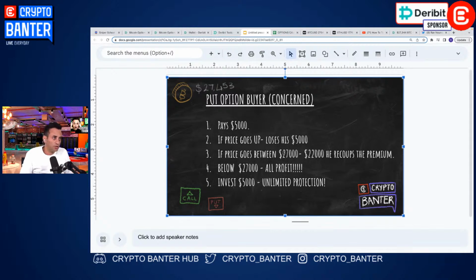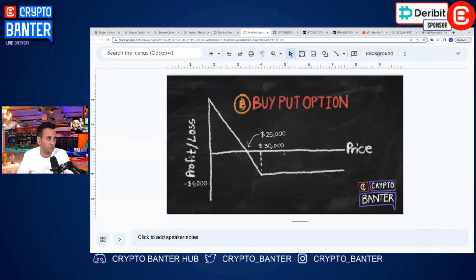So I'll show you an example of how this looks on a chart. So remember, you pay $5,000 for the option. So as long as the price is high, you don't want to exercise your option to sell your Bitcoin at a certain price at a certain point in time. You don't want to do that. But if the price starts to drop, say, but here I said 30,000, but we said 27 now. If the price starts to drop below 30,000, you start making money. But you only break even when you recoup the option price that you paid.